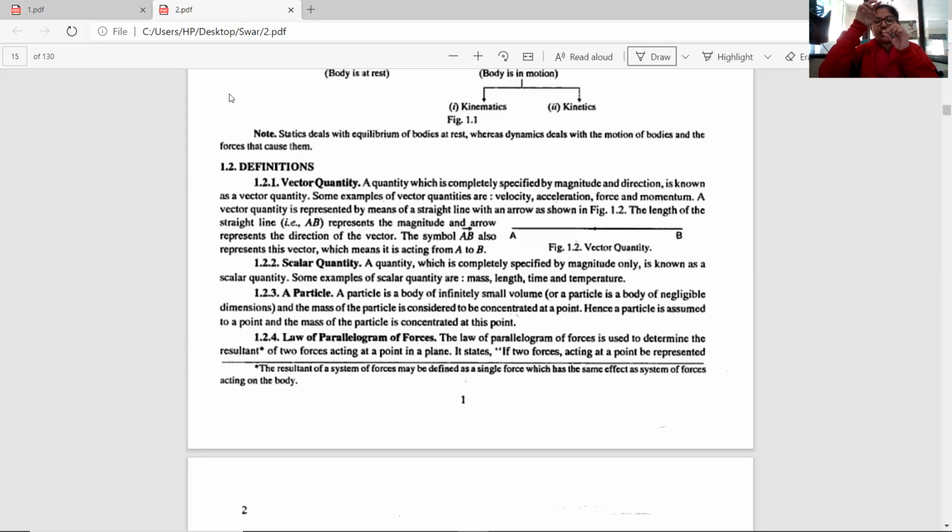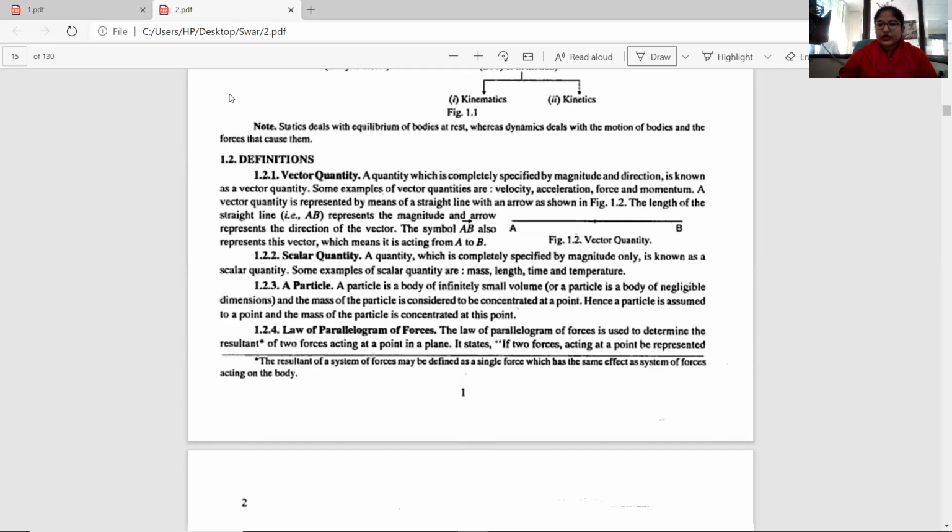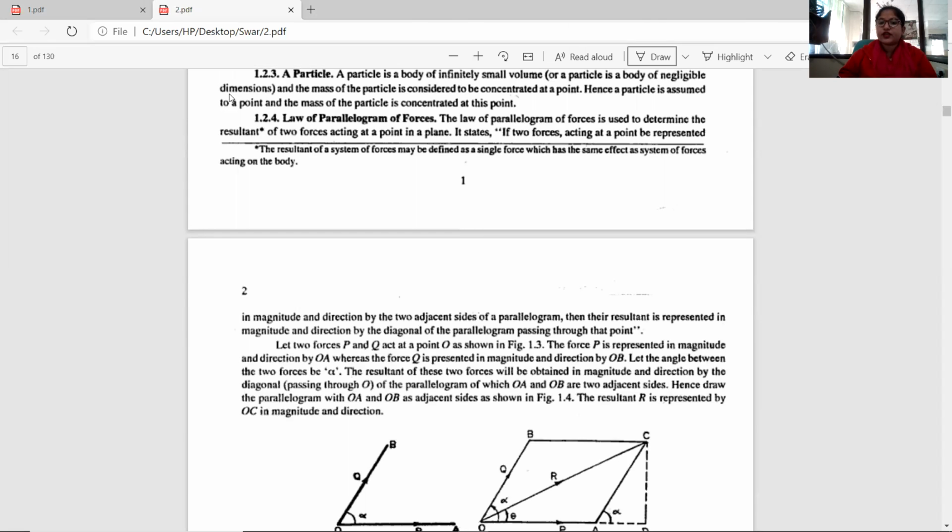If my force is in this direction and the other force is in this direction, then we have to determine the resultant. So there is a law of parallelogram of forces, by which we can determine the resultant of two forces acting on a point in the same plane. It states that if two forces acting at a point are represented in magnitude and direction by the two adjacent sides of a parallelogram, then their resultant is represented in magnitude and direction by the diagonal of the parallelogram passing through that point.